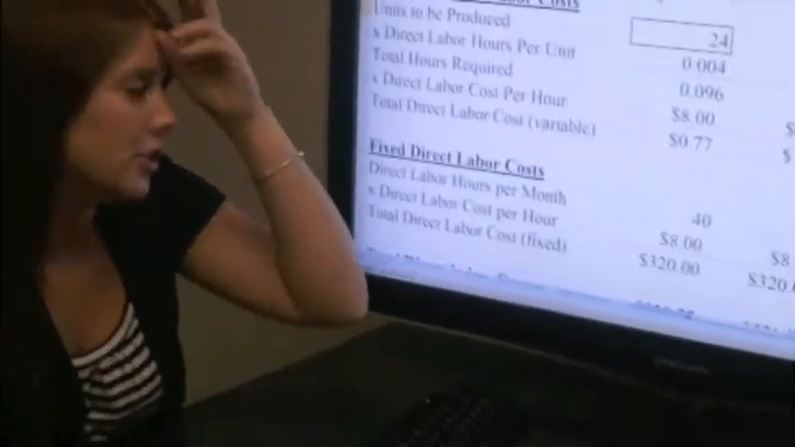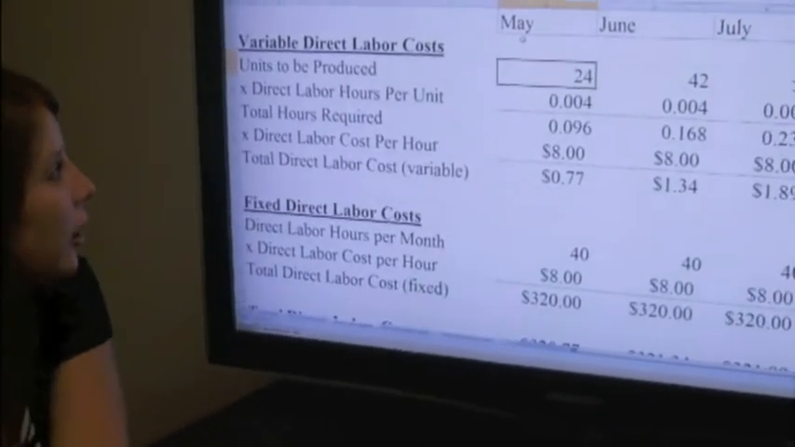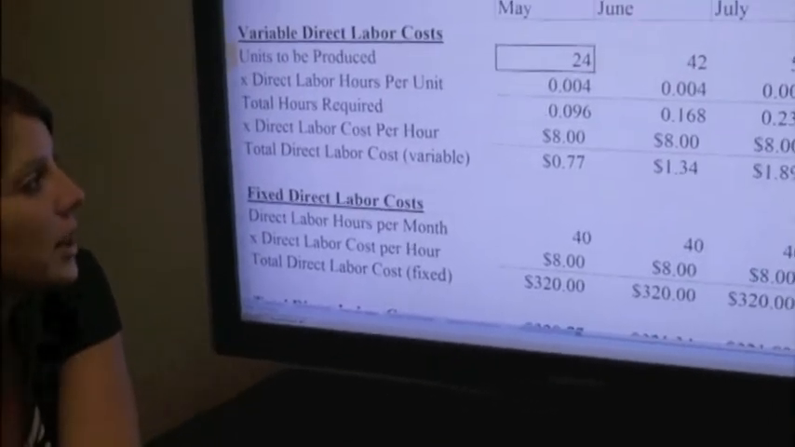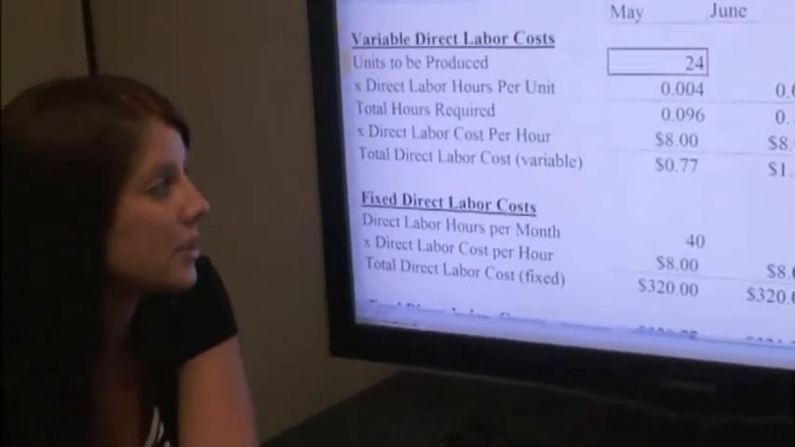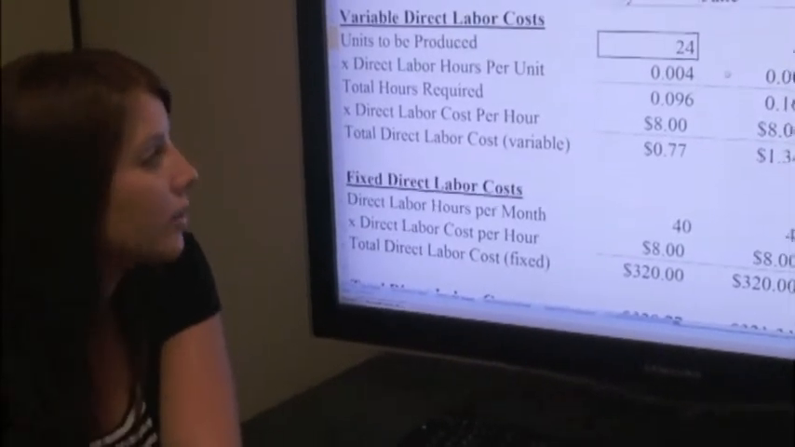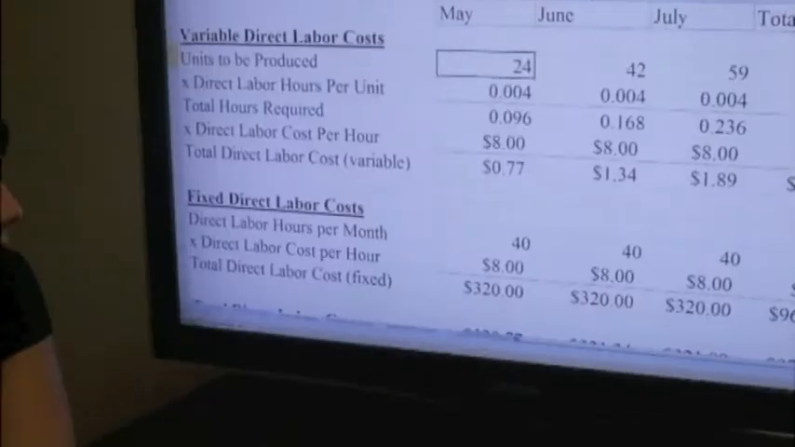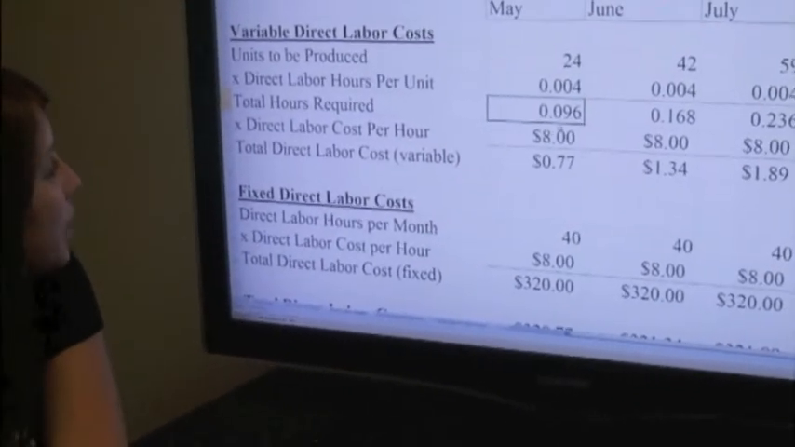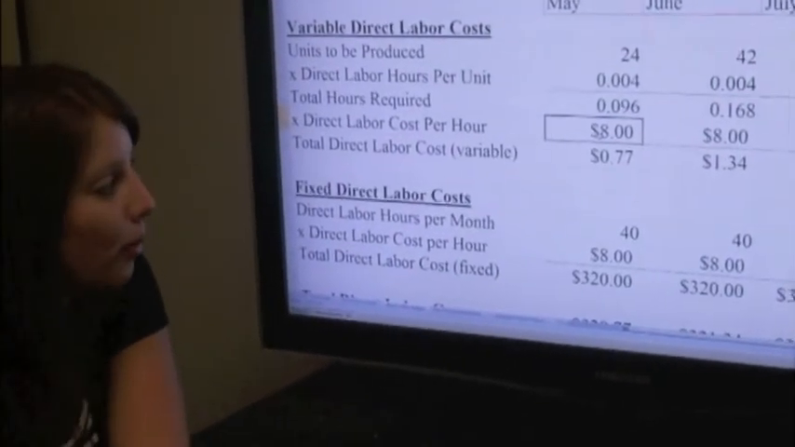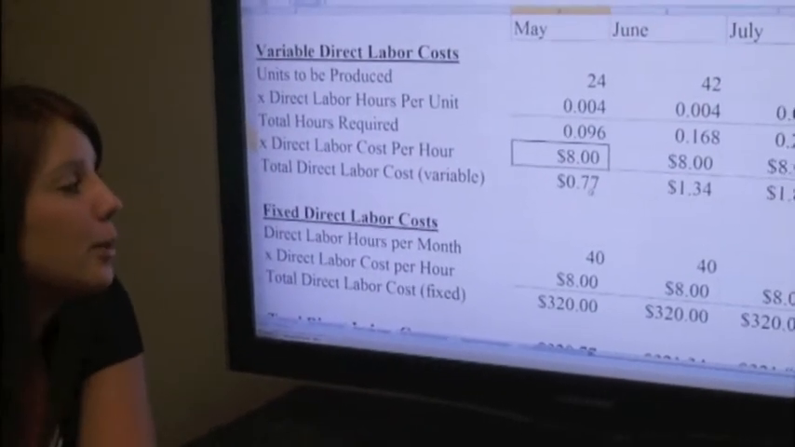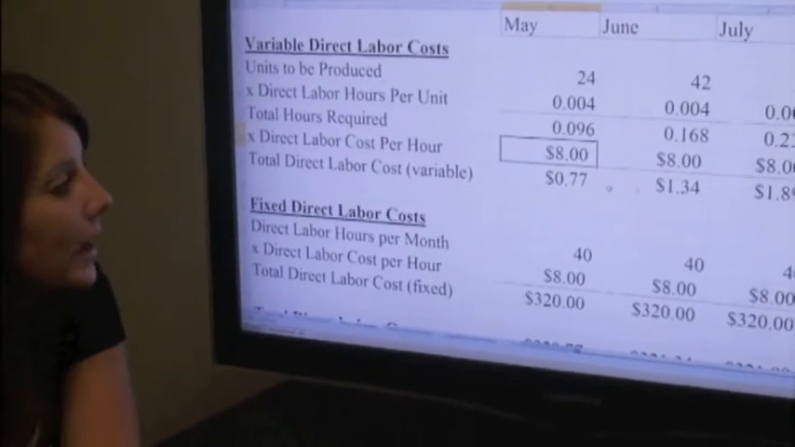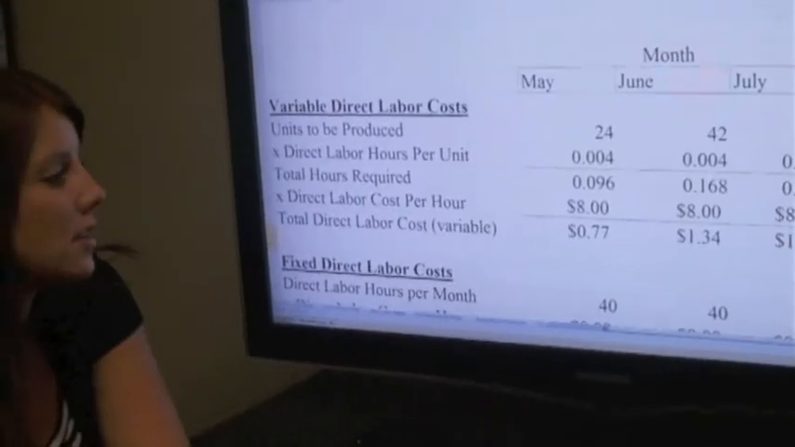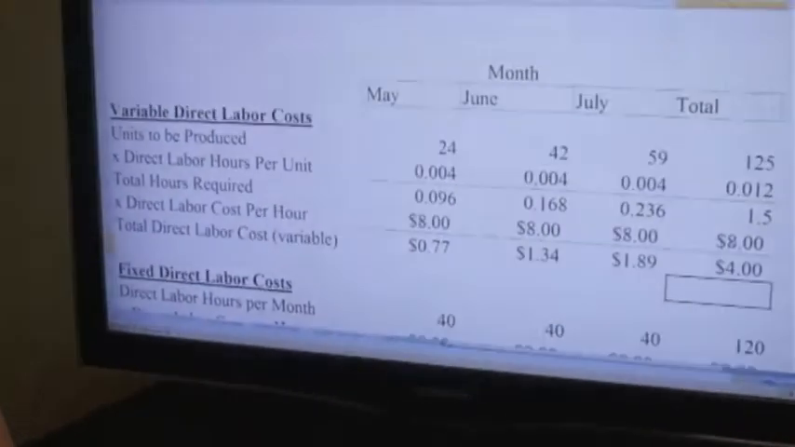So for our direct labor budget for the months of May, June, and July, we are going to be basing it on selling 125 units. So we figure that it'll take us about a half an hour each month to purchase and repackage our materials. So we divide the 125 cases by which is a half for each month. So for May we get 0.096, and then we multiply this by the $8 an hour that we expect to pay our employees. We expect a variable labor cost of 77 cents in May, $1.34 in June, and $1.89 in July. This gives us a direct labor total cost of $4 for May, June, and July.